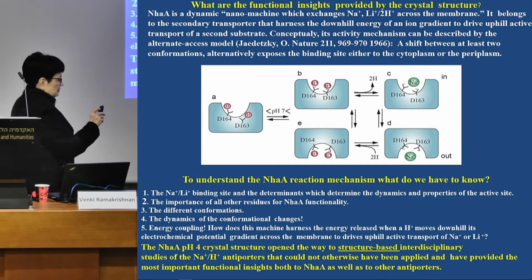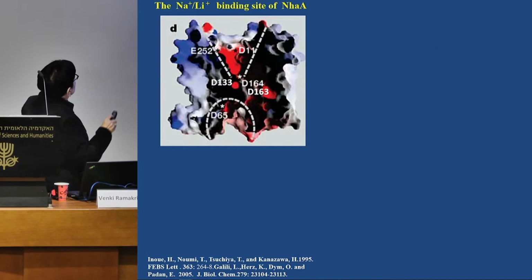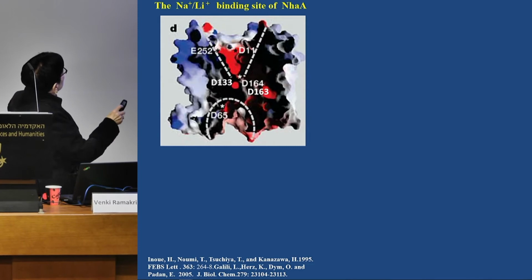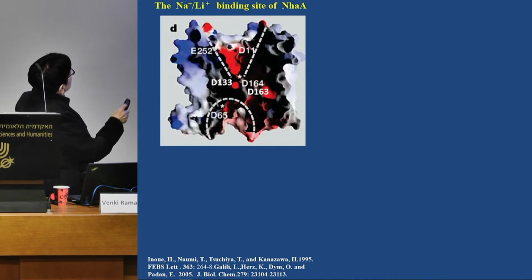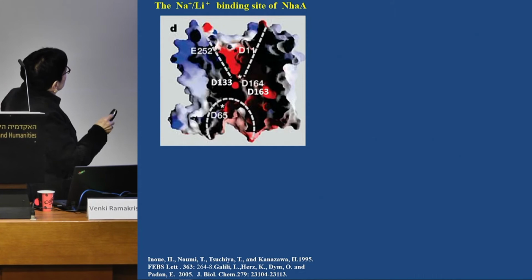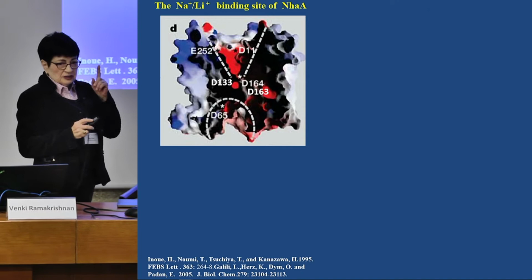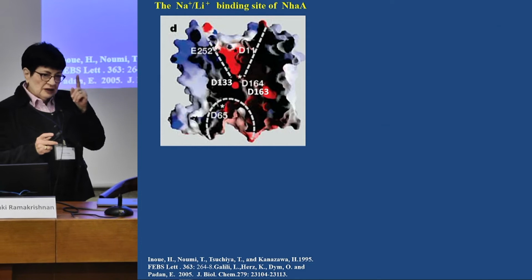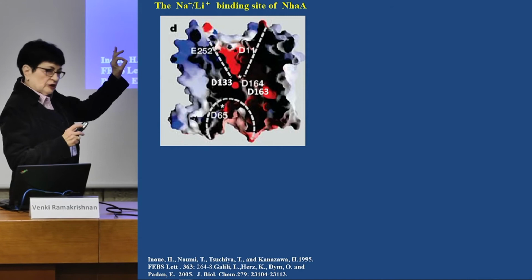And let's start with the binding site. Okay, here you have a section of the molecule, and the structure immediately tells you that aspartate 164 is near the funnel, so it must be something connected with the active site, and next to it another aspartate. And we know that in other transporters that are homologous to NhaA, but they share the same fold, the active site is right there. And this is at the crossing of the extended chains that I showed you.